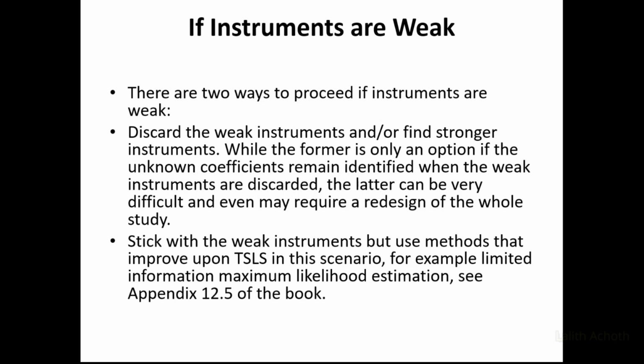So the rule that you should remember is, if an instrument is weak, try to discard it and replace it with a stronger instrument. But when you replace it with a stronger instrument, it amounts to recasting the whole simultaneous equation system. So stick to the weak instrument, but use methods that improve on the two-stage and three-stage estimates in this scenario. For example, the limited information maximum likelihood estimates would be a better option to consider.